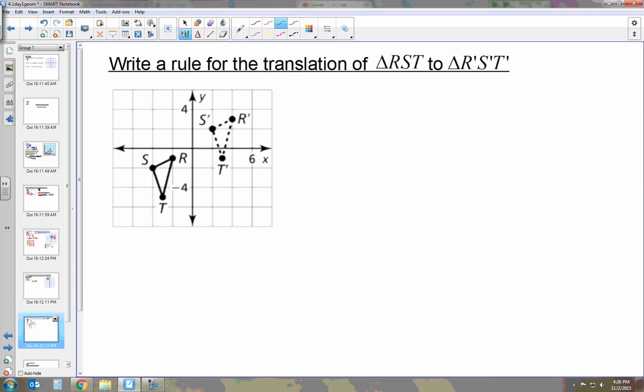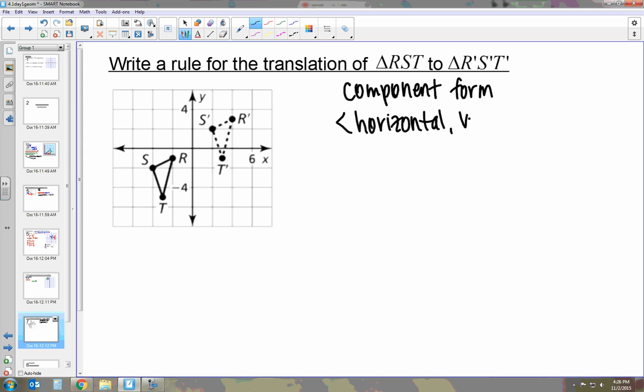All right, let's look at our last example. We're writing a rule for the translation of triangle RST to triangle R prime S prime T prime. Now, writing a rule uses the same information that we use with component form. And we already know how to use component form, which is finding our horizontal and then vertical movement. So if we find these pieces of information, we can write a rule.